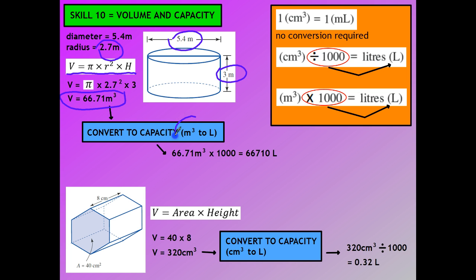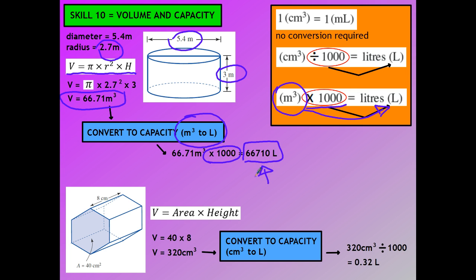Now we want to go from metres cubed to litres. If we check the conversion up here, metres cubed to litres is times by 1000. So we times by 1000 and we get a final answer of 66,710 litres, which is a huge amount.